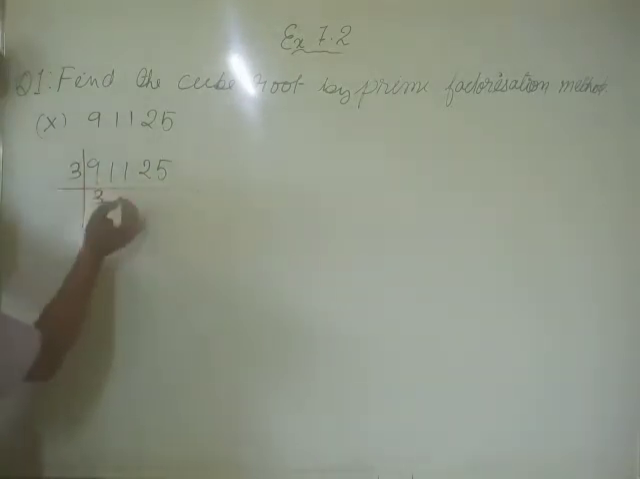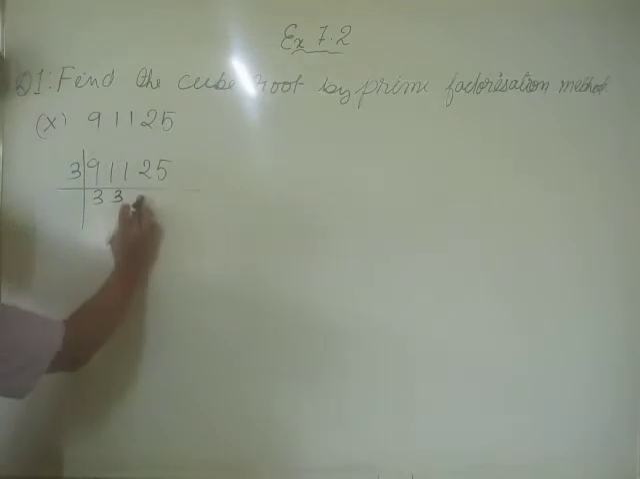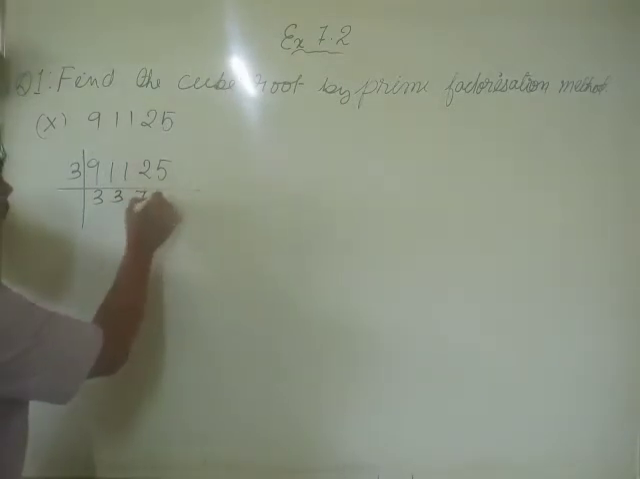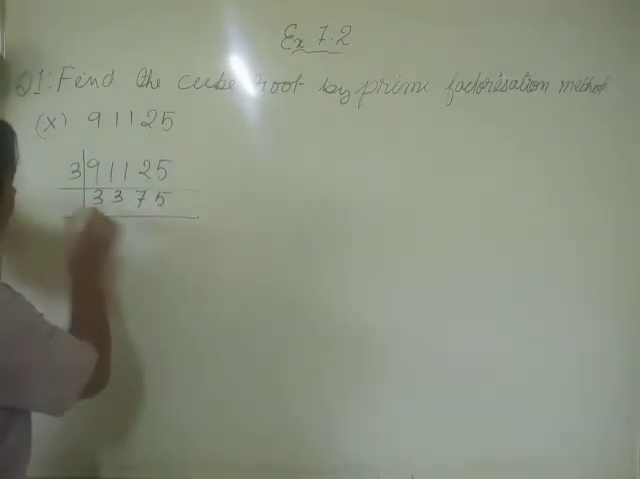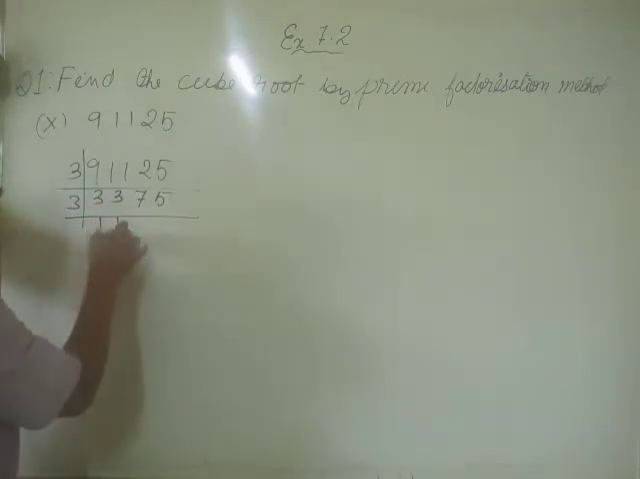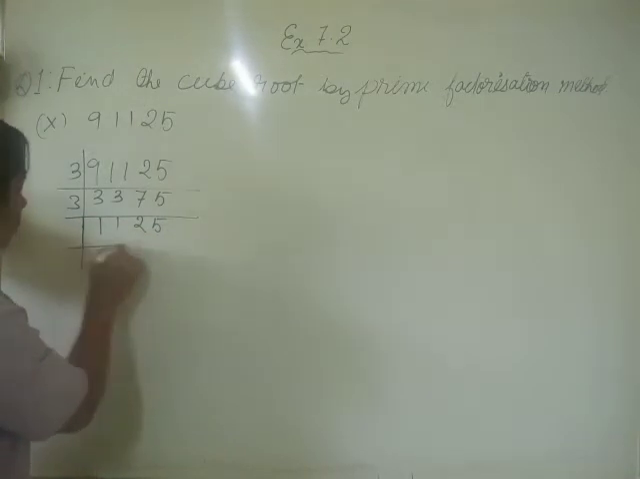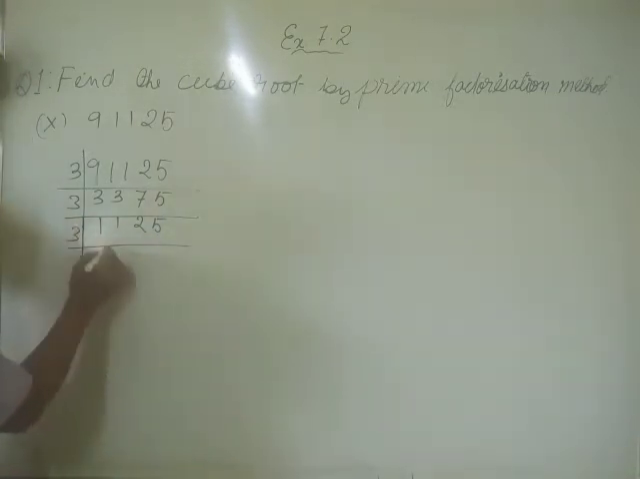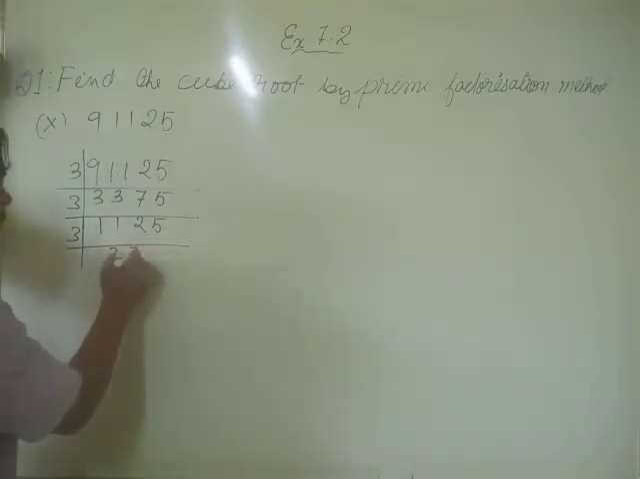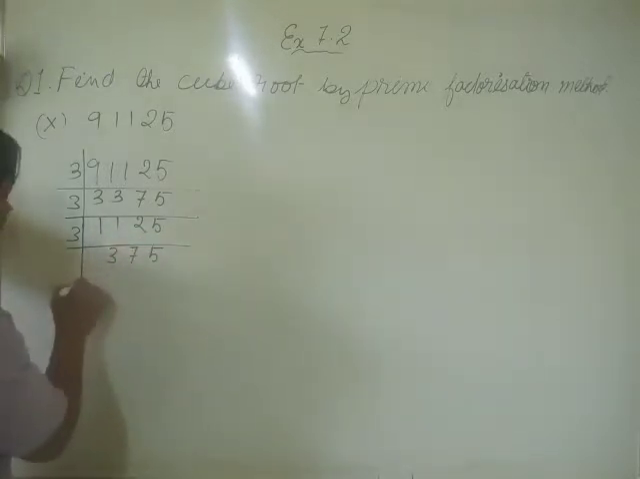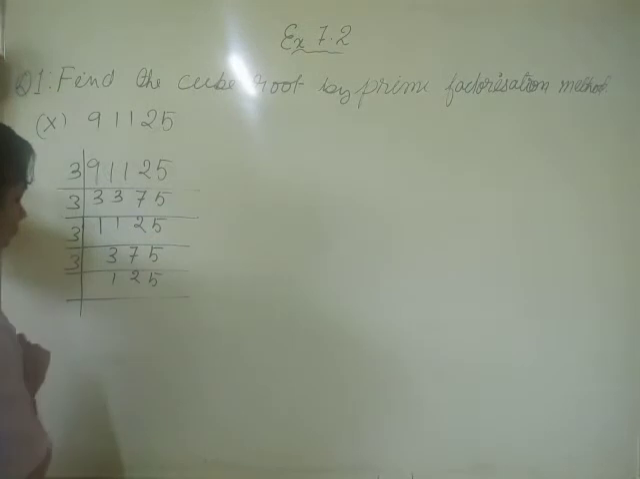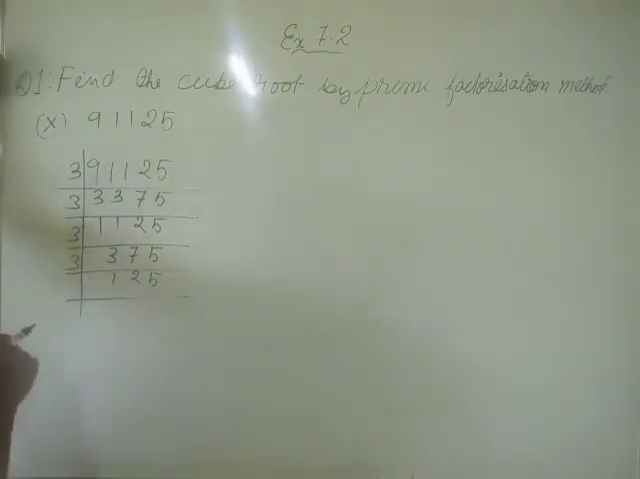3 3s are 9, then we got 2, with 1, 2, 7, and 3, 5 here. Next, again 3. 3 1 is 3, 3 2 is 6, 3 5 is 15. Then still we can continue with 3. 3 3s are 9, 3 7s are 21, 3 5s are 15. Still we can continue with 3. 3 1 is 3, 3 2 is 6, 3 5 is 15, and still we can continue with 3.